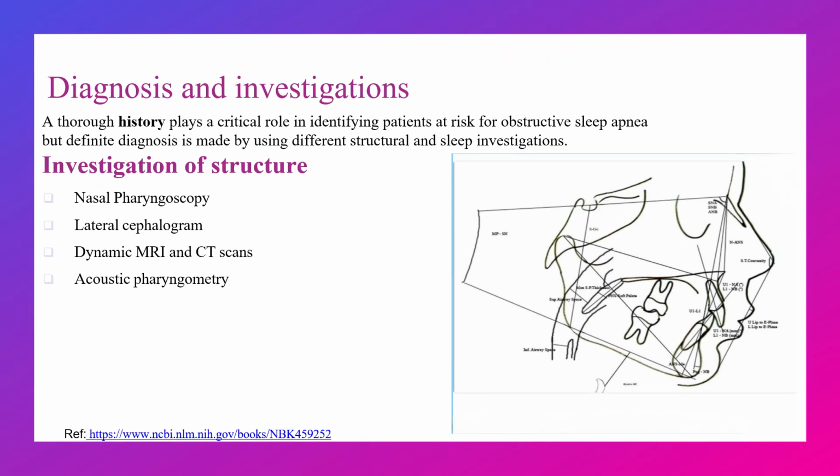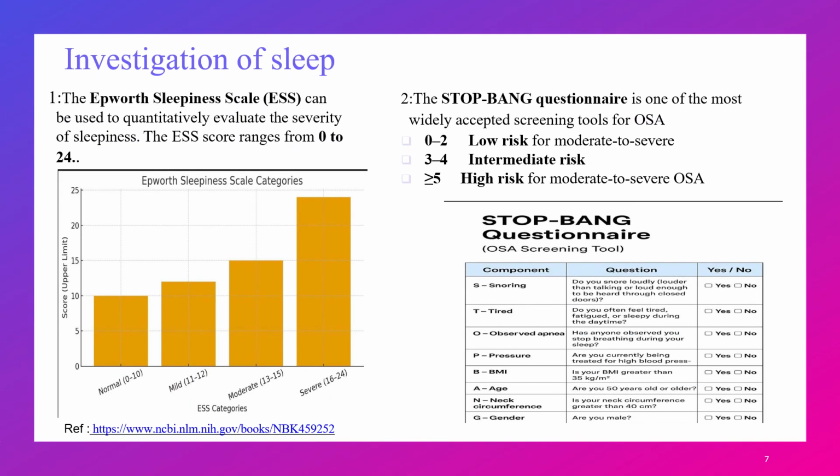Although the history plays a very critical role in identifying a patient with obstructive sleep apnea, certain investigations are done, which include nasopharyngoscopy, lateral cephalogram, MRI, CT scan, and acoustic pharyngometry. These are the two most common investigations that are done, and the Epworth Sleepiness Scale is used to detect the severity of sleepiness. It ranges from 0 to 24. From 0 to 10 it's normal, 11 to 12 it's mild, 13 to 15 is considered moderate, and 16 to 24 is considered severe.